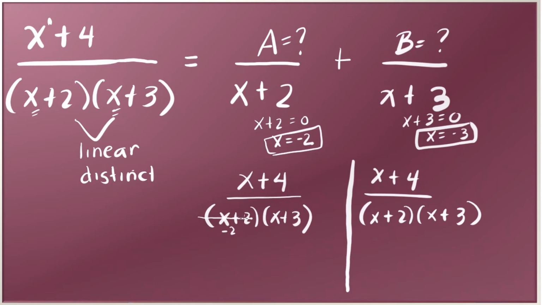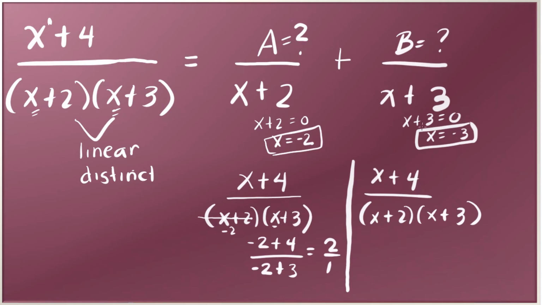And then after you cancel out the x plus 2, now you can plug in the negative 2. So plug in the negative 2 to x. So we get negative 2 plus 4 over negative 2 plus 3. Now we have what? 2 over 1, or simply 2. Now that is the value of your a. So your a is going to be equal to 2.